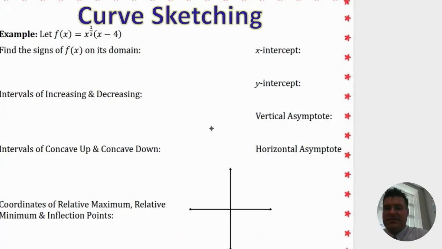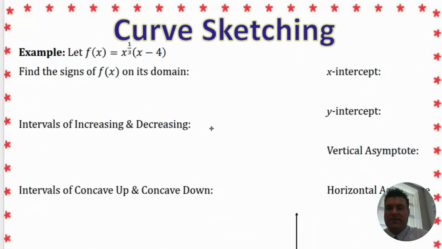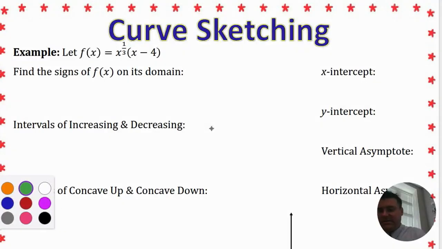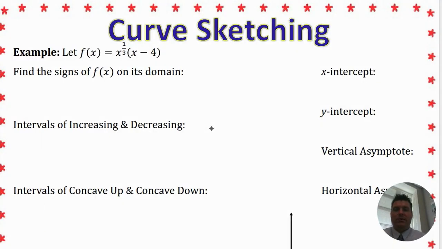We're going to start off here with this function, and we're going to kind of go through everything as we go through it here. Let's start with the signs of f of x on the domain. What we're going to do here is we just got to figure out when this function is equal to 0, and then we can figure out when we're positive and negative. So when we set f of x equal to 0, that's going to happen at x equals 0, because it's already in factored form. We're going to have 0 and 4 right here.